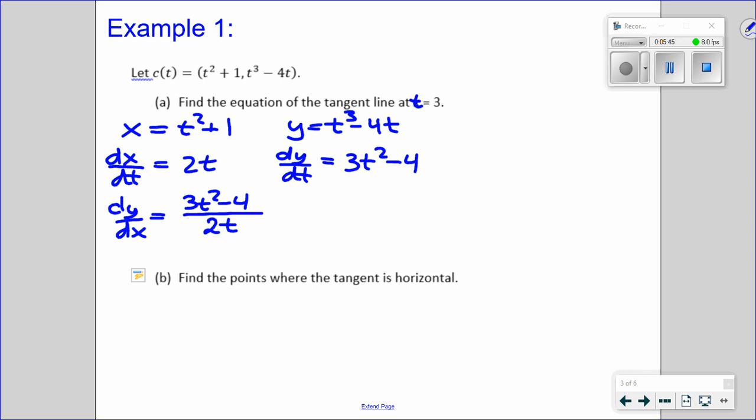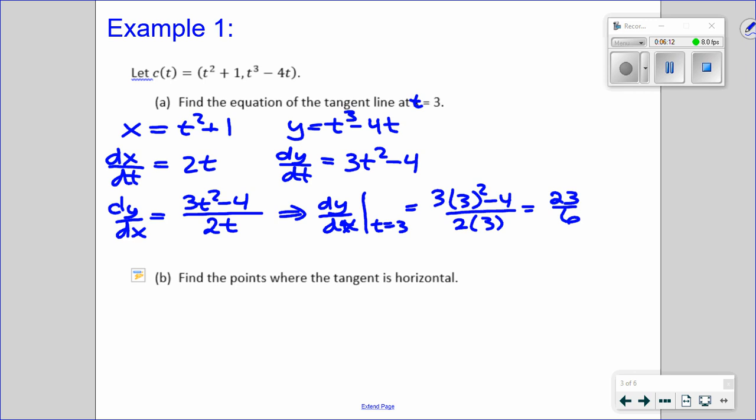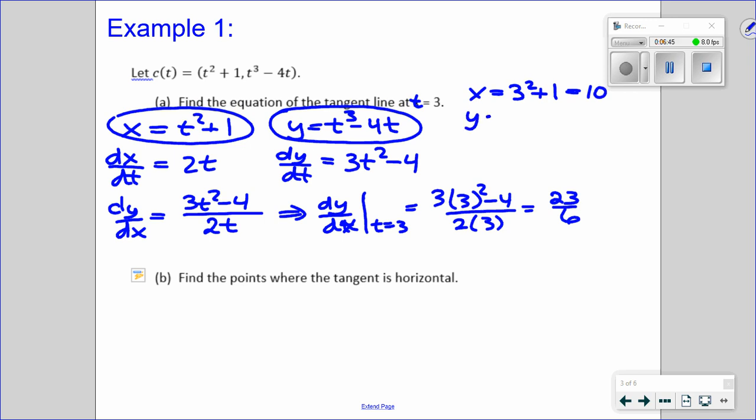So now we're going to find dy over dx when t equals 3. I'm plugging in 3 for t into my derivative, and that works out to 23 over 6. This would be the slope of the tangent line that intersects the curve at t equals 3. To find my x and y coordinates when t equals 3, all I have to do is go back and plug in 3 for t. x would equal 3 squared plus 1, so that would equal 10, and y would equal 3 cubed minus 4 times 3, and that ends up equaling 15.